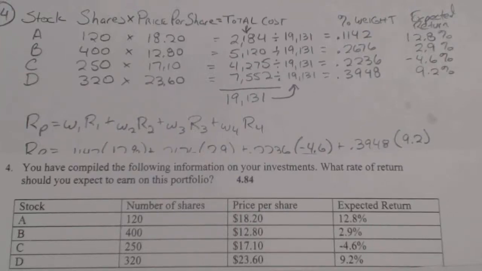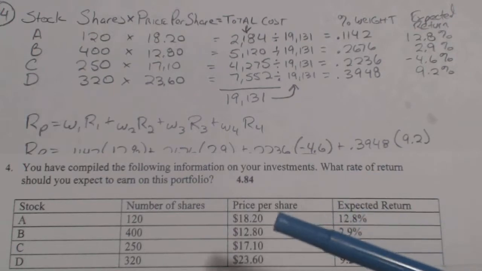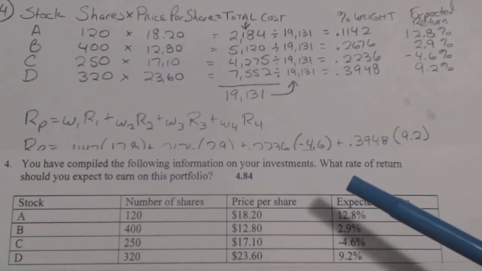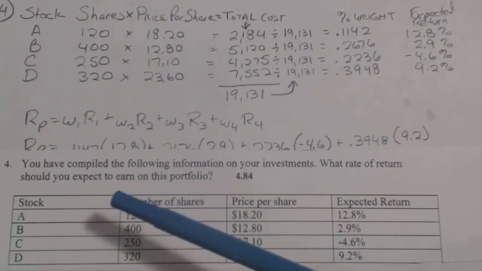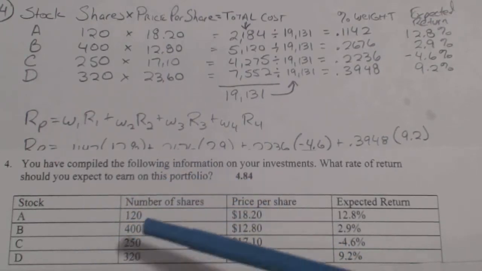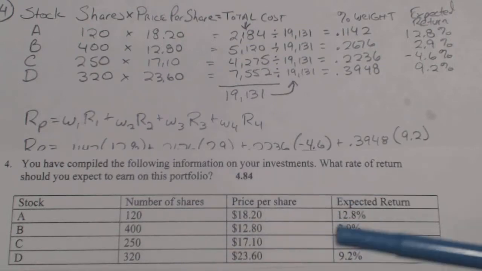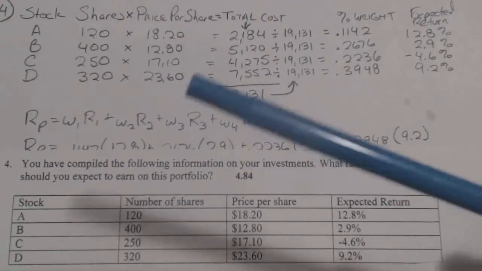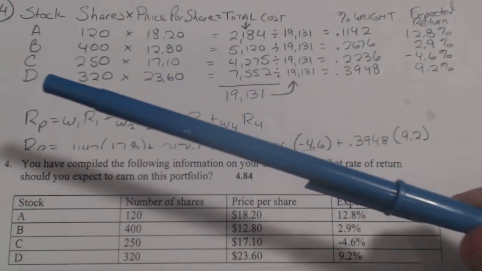Okay, this is Business 342, page 80, problem number 4. You have compiled the following information on your investments. What rate of return would you expect to earn on this portfolio? So they give you stocks A, B, C, and D, the number of shares, the price per share, and the expected return. What you need to do is take that same information and make your table a little bit different.